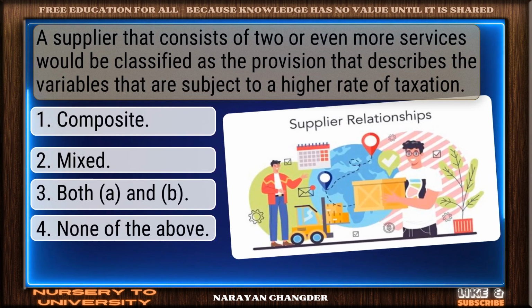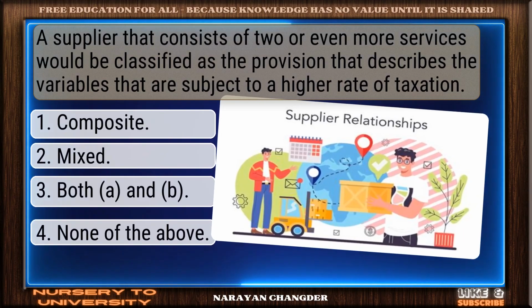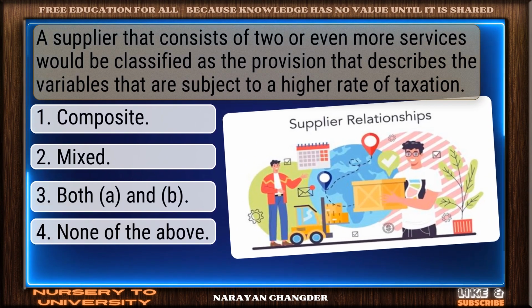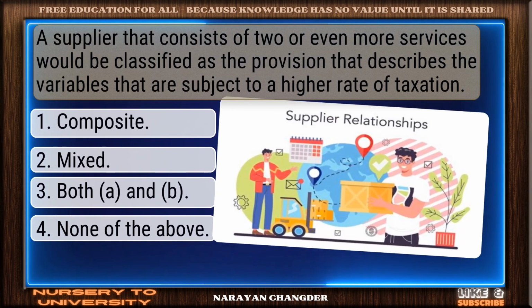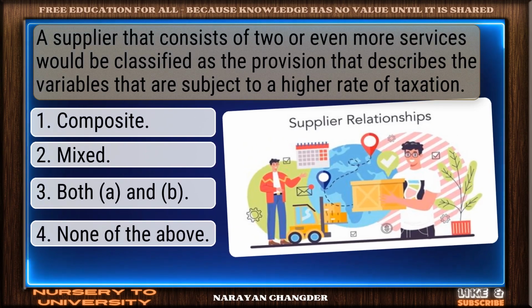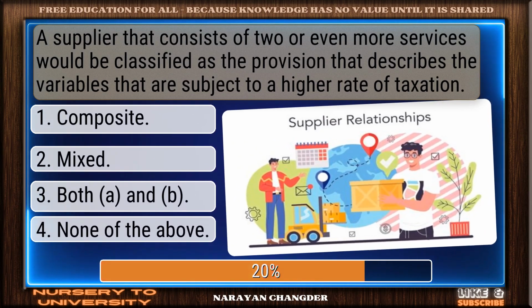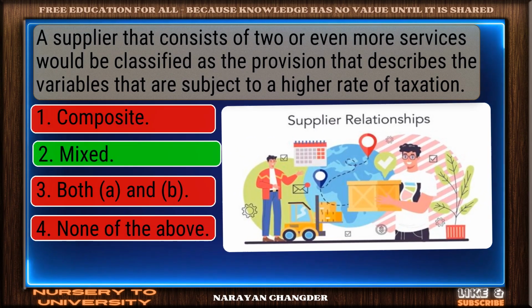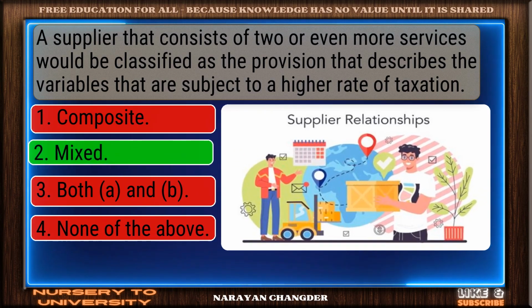A supplier that consists of 2 or even more services would be classified as the provision that describes the variables that are subject to a higher rate of taxation. Right choice. Mixed is the best answer.